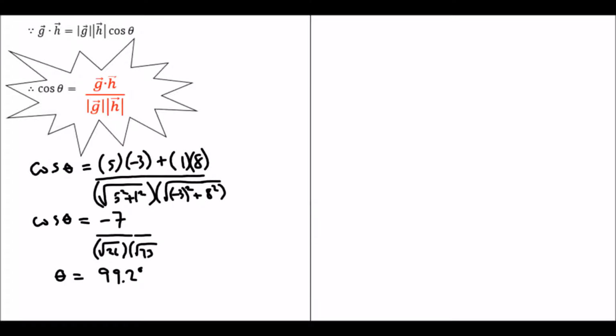The angle between them, by the way, really important here, we can see the dot product is negative, and if the dot product is negative, that means the angle has to be between 90 and 180, and here we can see that it is between 90 and 180. Again, one of the properties of the dot product.